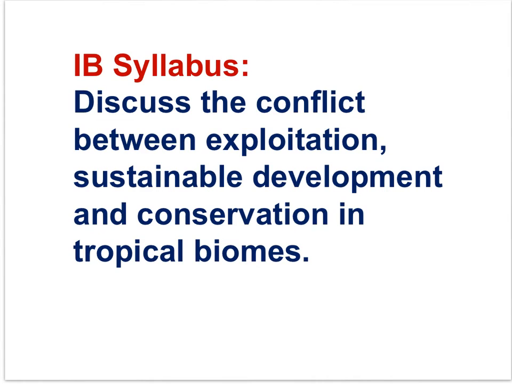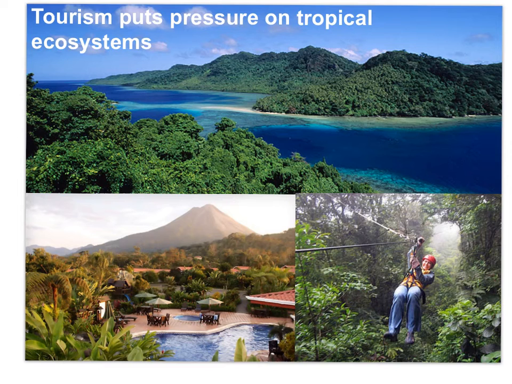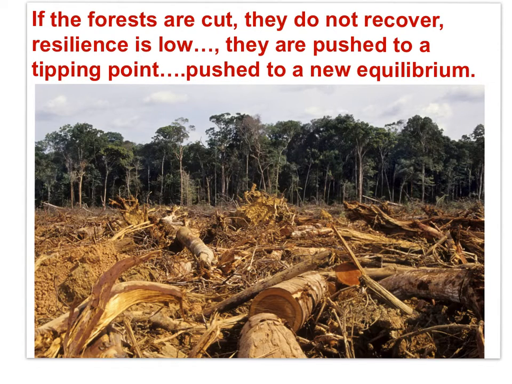So I've been drilling in on this IB syllabus statement, discuss the conflict between exploitation, sustainable development, and conservation in tropical biomes. Hopefully, you have reasonable control of this. But let's continue with the idea of sustainable development and conservation. Tourism puts pressure on tropical ecosystems. While these images are attractive, consider the ecological damage of tourism. Could this be the location of a new tourist resort?